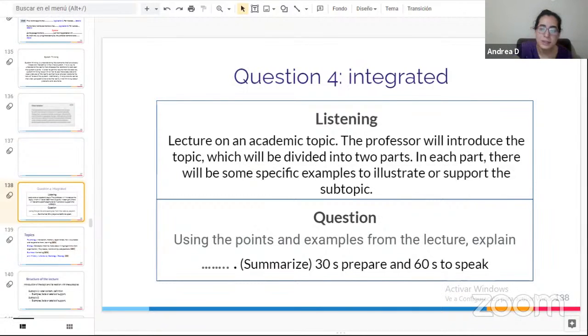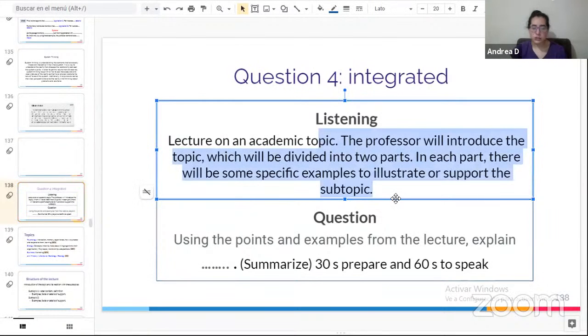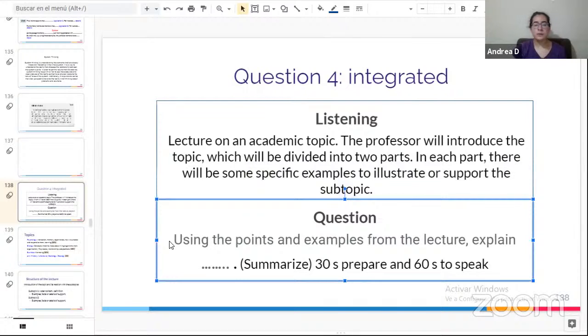You will listen to a short, sometimes not too short, academic lecture in which the professor will be explaining this topic. And then you get the question, which is always, "Using the points and examples from the lecture, explain" whatever the topic is. You will get 30 seconds to prepare and 60 seconds or 1 minute to speak. So the same timing, the only difference is that you just get the lecture. There's no reading here.